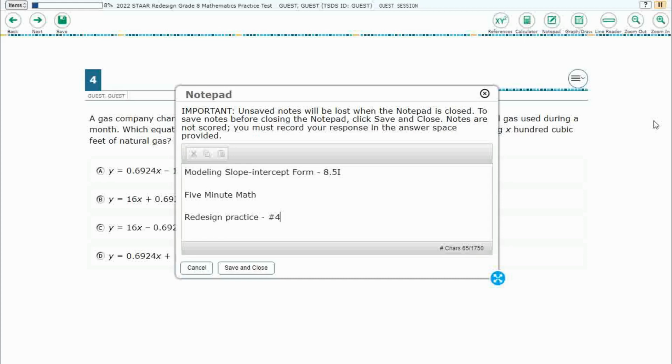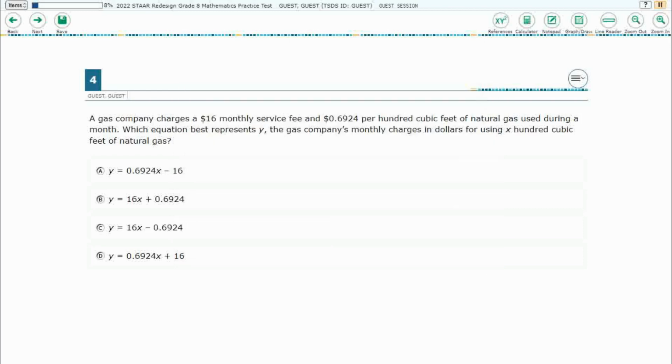Today we are looking at the 8th grade concept of modeling slope-intercept form. This is standard 8.5i in the great state of Texas, and we are using item number 4 off the Redesign Practice Online STAAR test. If you haven't done so already, please go ahead and take a moment to pause the video, work this problem out on your own, unpause it, and we will look at our answers together.